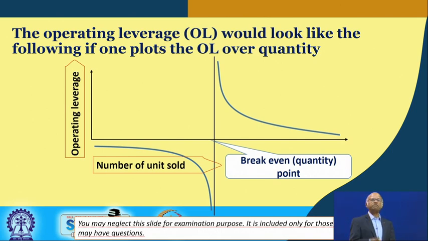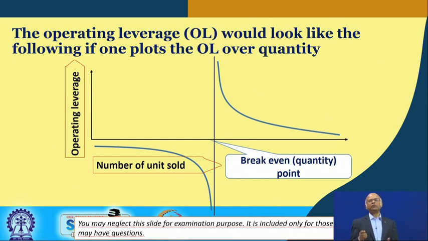So, it will be infinite. Whether you look at it from the left side or the right side, the degree of operating leverage below the break-even point will gradually increase to the negative and reach negative infinity. If you approach from the right side, meaning that you are operating above the break-even point, immediately after the break-even point it will be infinite and gradually it will come down.